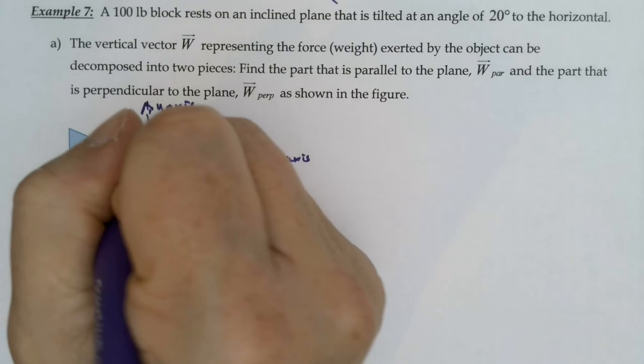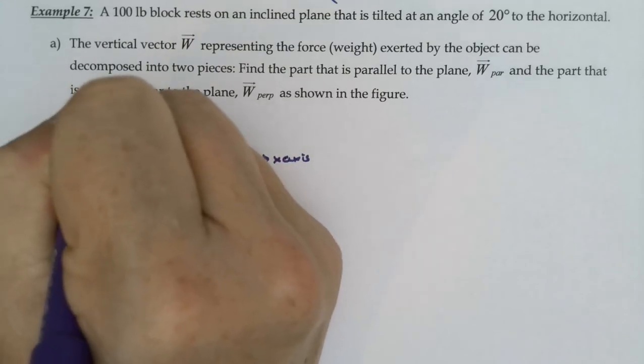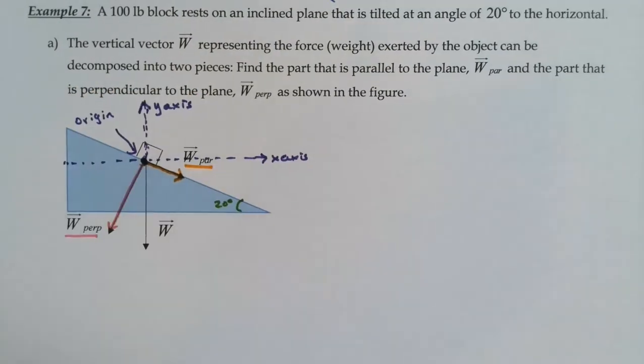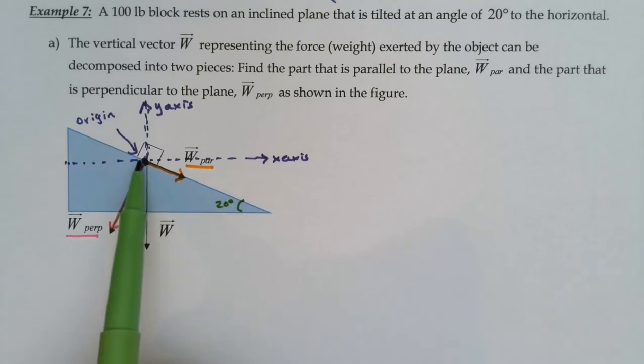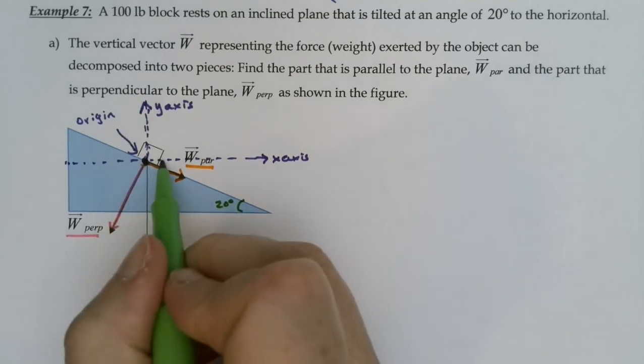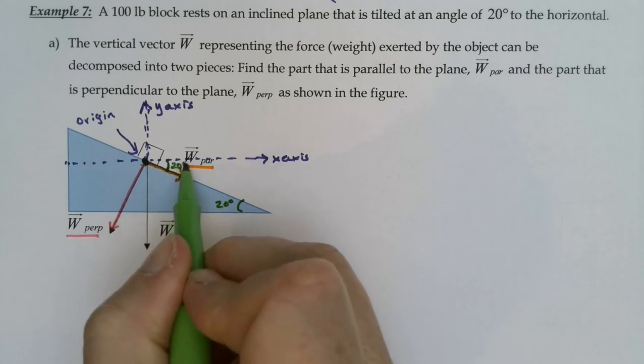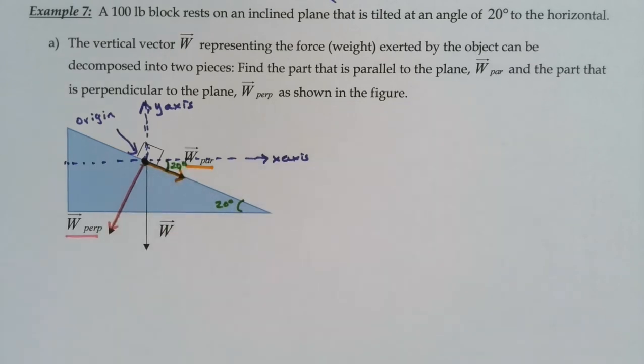All right, and then that point right there is the origin, that dot. Well, if you look at the bottom of the plane and the x-axis, they're parallel, and they're crossed by a transverse right here. So that means that that angle right there is also 20 degrees. It has to be. Okay, lovely.